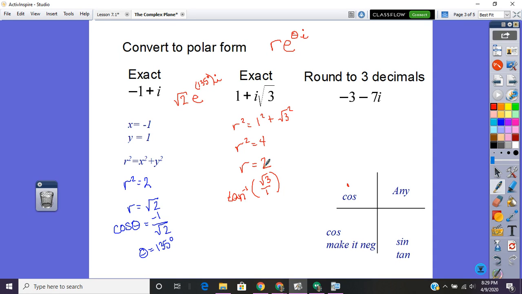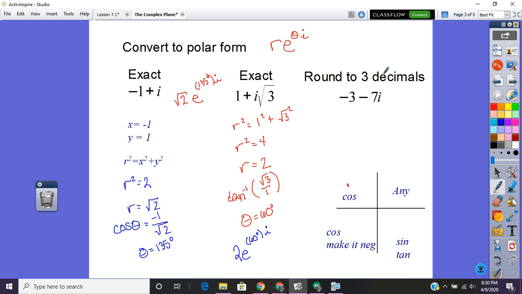You can use your unit circle, or you can use your other functions as well. So that is entirely up to you how you want to go about doing that, using your calculator or using the unit circle. But either way, we get theta on this one to be 60 degrees. That means our answer, I'm going to write it down here where I have some space, is going to be 2e to the 60 degrees i.